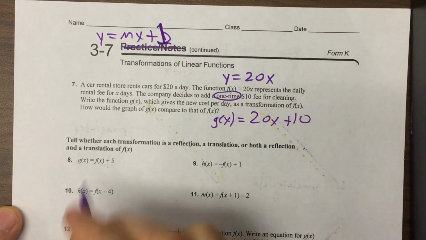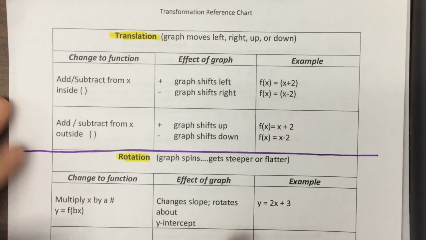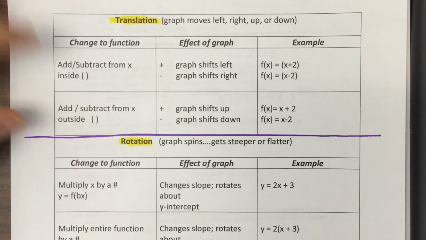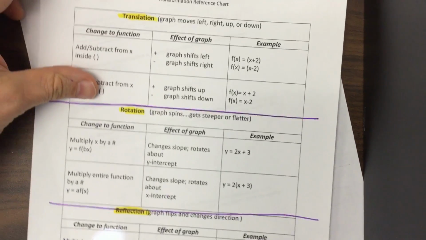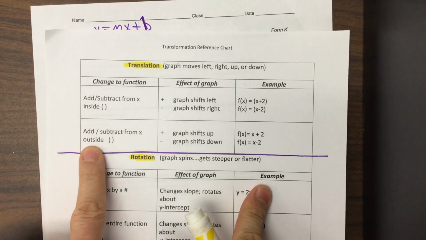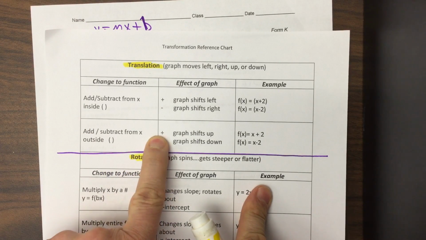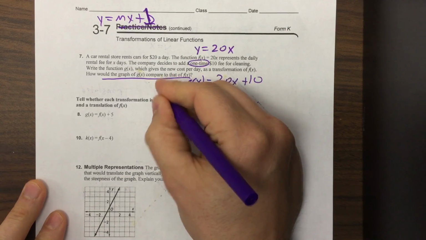Okay? How would that graph compare to that of f of x? Well, let's go back to our reference chart. Now remember, this top one, translations, that's when you're adding or subtracting a number. So it's going to be one of these. We're not multiplying by a new number, and we're not multiplying by a negative. So this section, were there any parentheses involved? No, we're just adding the 10 to the end. So it's outside any parentheses, plus makes the graph shift up. So the graph translates up.